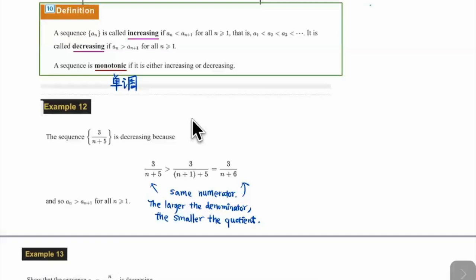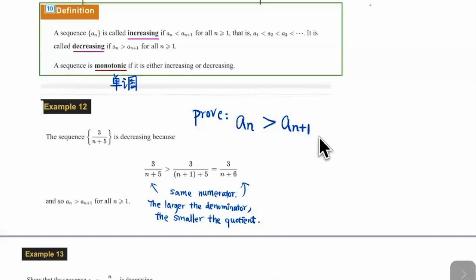To prove it's decreasing, we need to prove that a_n is greater than a_(n+1). So the term is greater than the term next to it. Or in other words, the next term is smaller than the term before it. That's called decreasing, right? So we're trying to prove this. How can I prove this? You just go ahead and substitute, and try to compare a_n and a_(n+1).